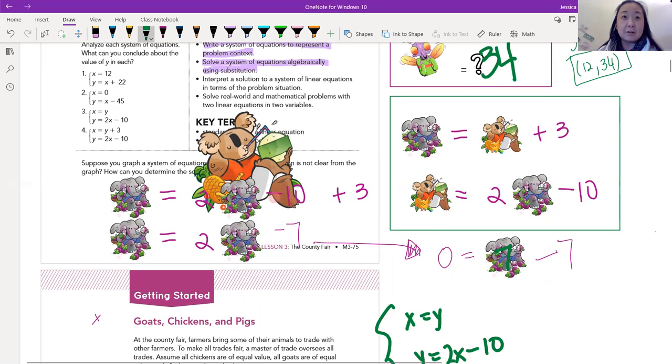Same idea here. So now let's do a little bit of algebra. We're just going to combine like terms. We know that minus 10 plus 3 is equal to minus 7. So we have 2 elephants minus 7. So what would the elephant be if we have one elephant is equal to 2 elephants minus 7?